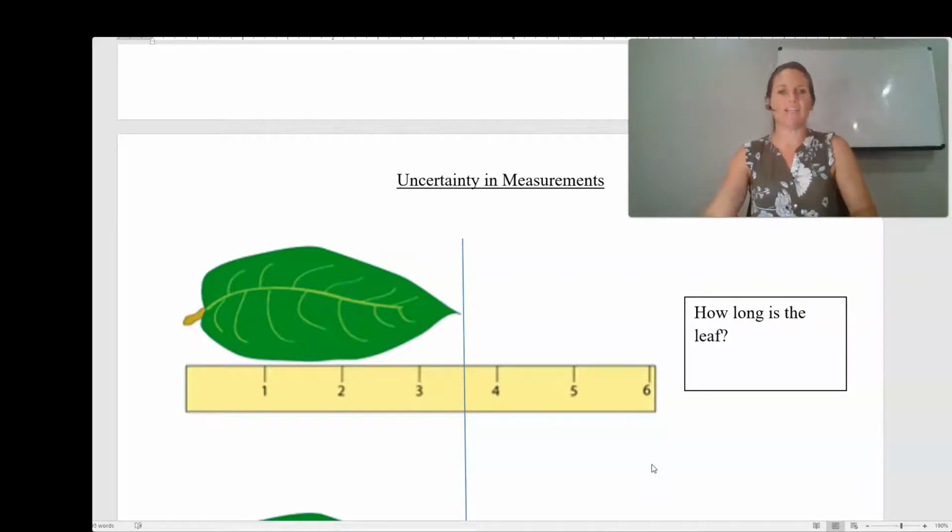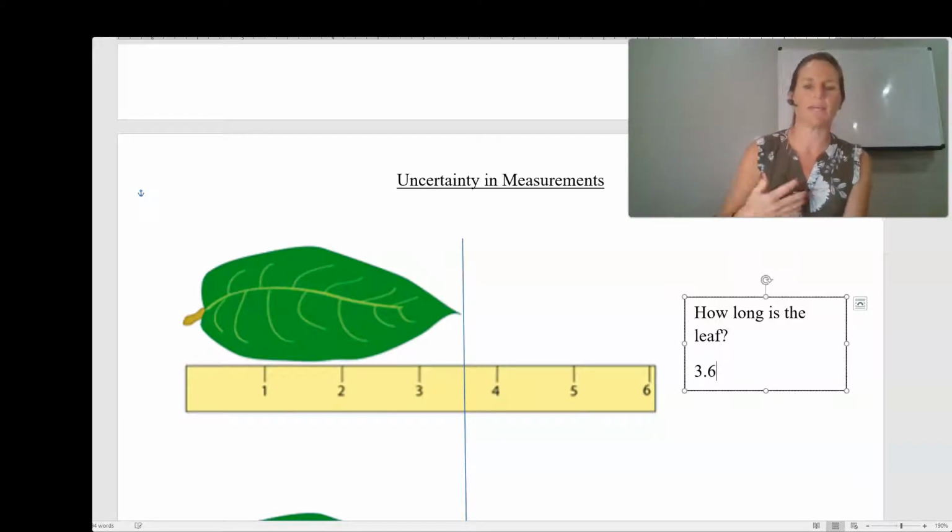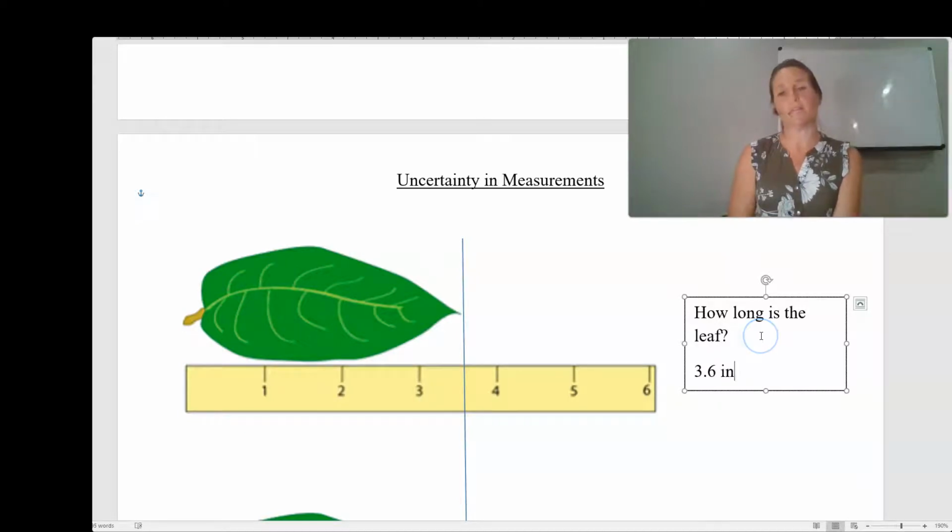So the line here is representing how to measure the leaf, and so we're taking the measurement. And by looking at it, I can see that it's bigger than 3 but less than 4, so I feel confident that the first number is going to be a 3. And then the second number is really a guess. So I think that it looks like 3.6 inches. Maybe you think it looks like 3.7. We could argue about it all day, but we're both just guessing. So we know that it's bigger than 3 and less than 4, but after that, we're really just not certain. That is the uncertainty in this ruler.